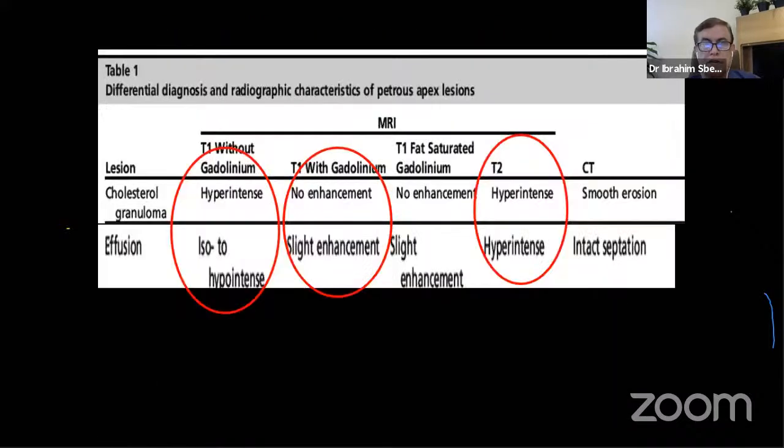Now, this is the differentiation between cholesterol granuloma and effusion. This is hyperintense, this is iso or hypointense. Cholesterol granuloma does not enhance. These may show some slight enhancement. And in both here, they are hyperintense. The other feature is the intact septation in the effusion.